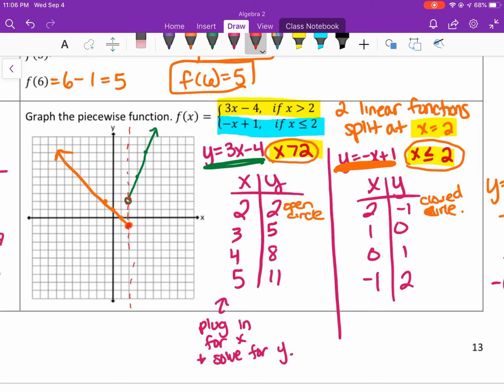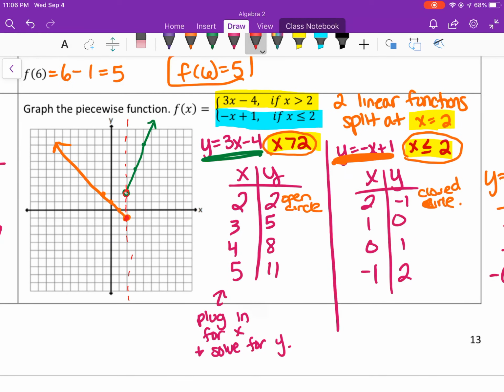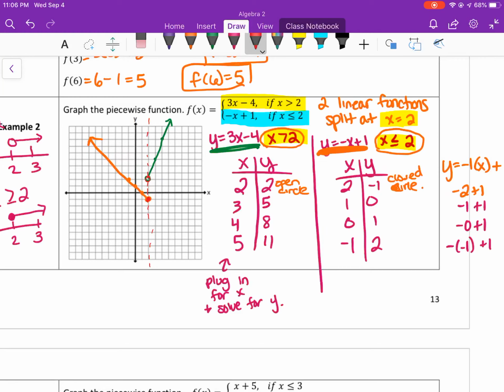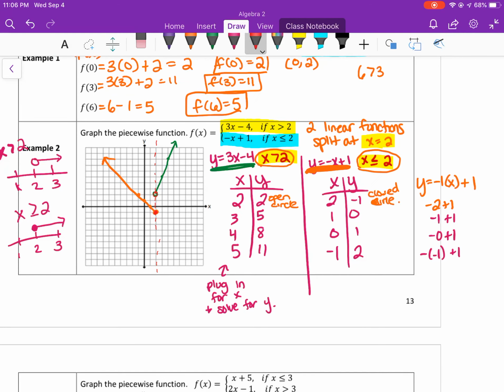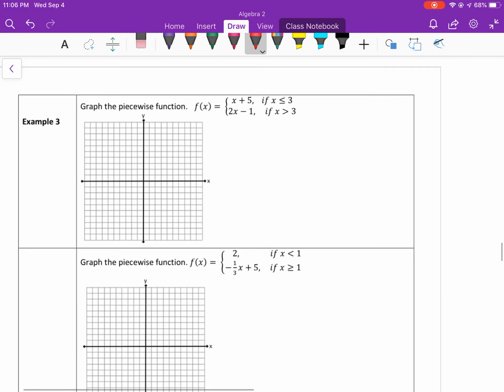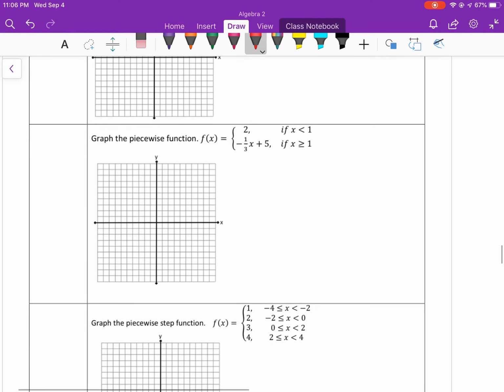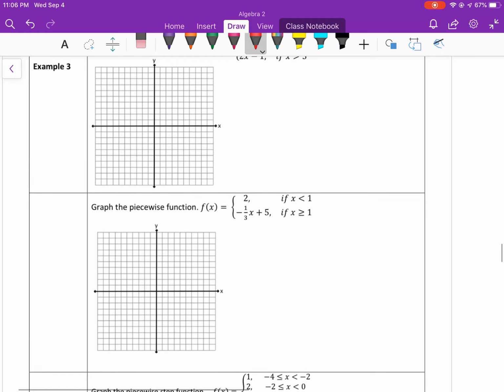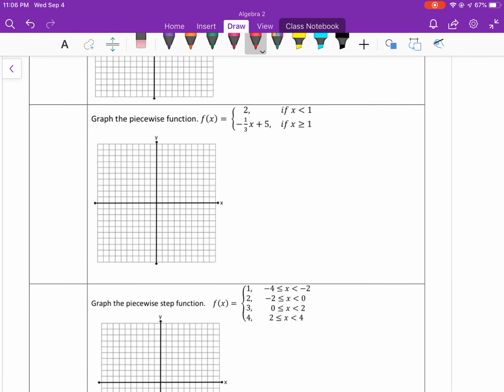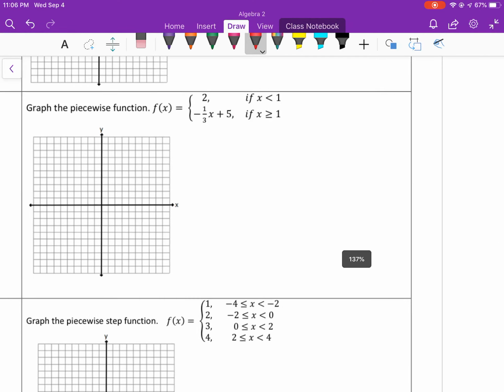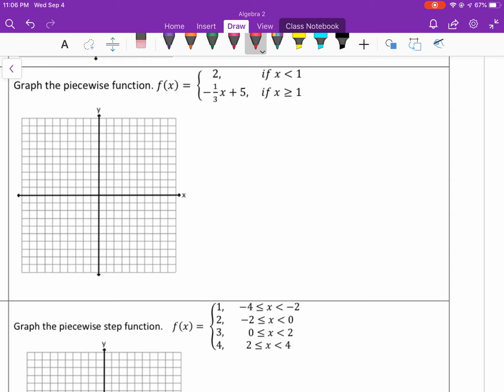So I have a couple more examples. For the sake of this video, I am going to skip example 3 because it's very similar to example 2, but please see my notes if you want that one filled in on Schoology. I'm going to go down to example 4 here. I'm going to graph this piecewise function.